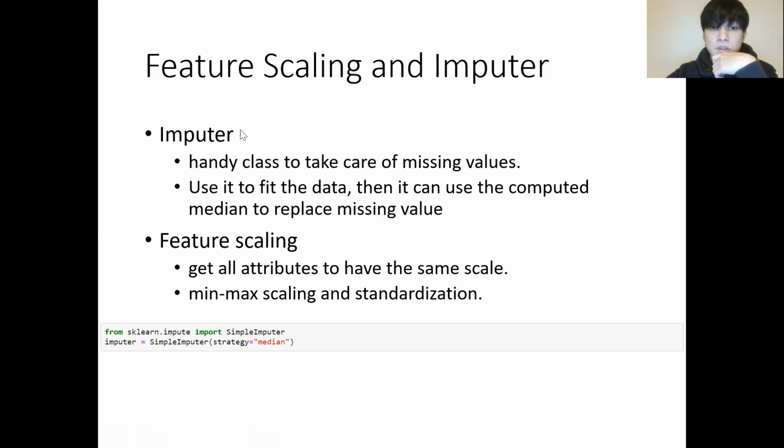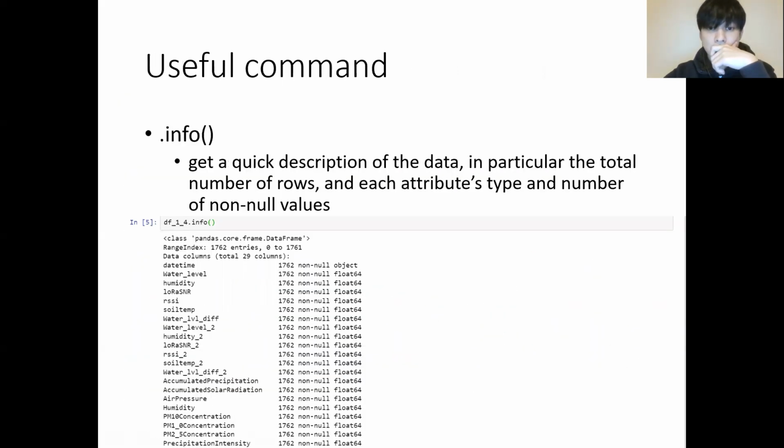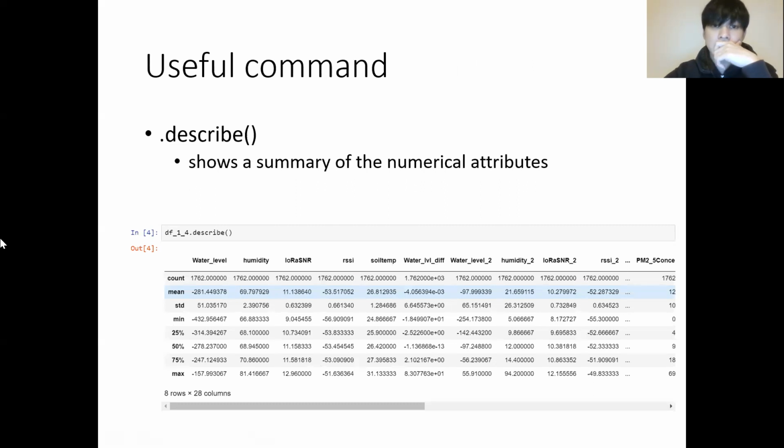So this is imputer, very handy tools. And then also feature scaling. So what is feature scaling? So in today's example, let's go back to the first. Okay, let's go back here. So in our example, we have a water level, humidity, Lora SNR, RSSI, different units, different range.